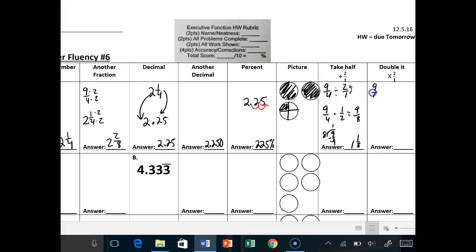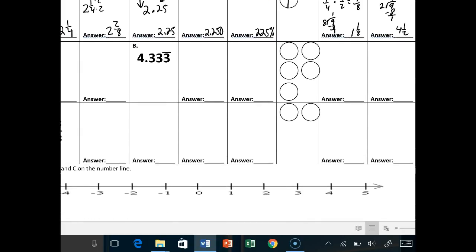So 9 over 4 times 2 over 1. We can cross cancel the 2 and the 4. Becomes a 1, becomes a 2. I get 9 over 2 times 1 is 2. So 2 goes into 9 4 times with 1 left over, 4 and 1/2. And that makes sense because 4 and 1/2 is twice what 2 and 1/4 is. $4.50 is twice $2.25. All right, row B.